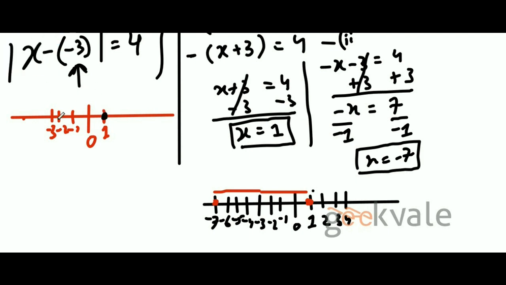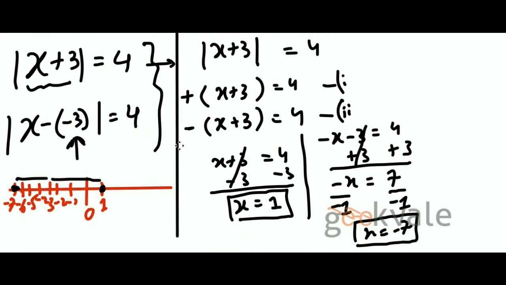The second one will be 4 units towards the left. 1, 2, 3, 4. -4, -5, -6. Wait, -7. We got the same answer. They are equidistant from -3, aren't they? And this is what you can call the second method of solving absolute equations.